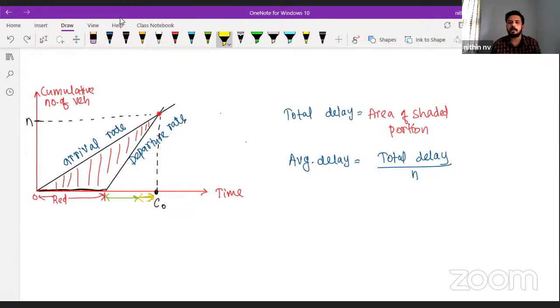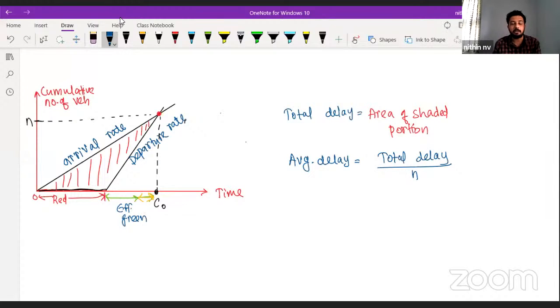So from that bigger triangle, if I am minusing this unshaded portion, I will be getting the shaded portion. Correct now? So that we can do easily. Yes, that's it. Very good. Full triangle minus effective green time triangle. That's it. Okay. This is nothing but effective green.